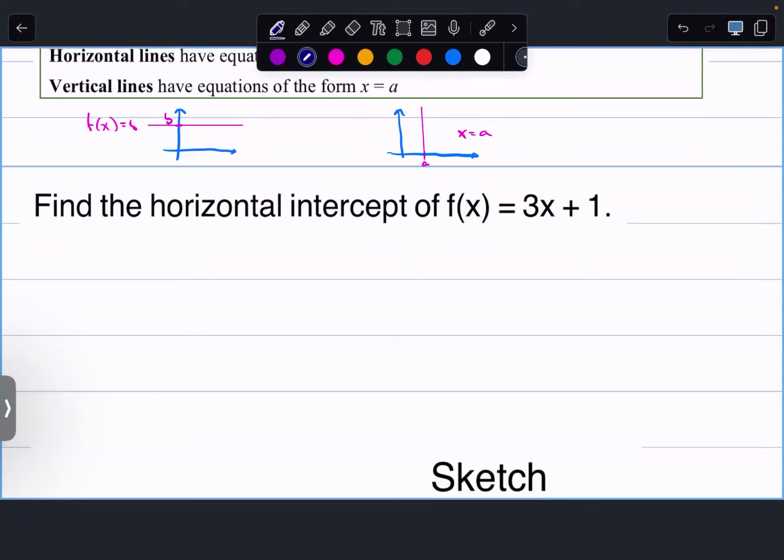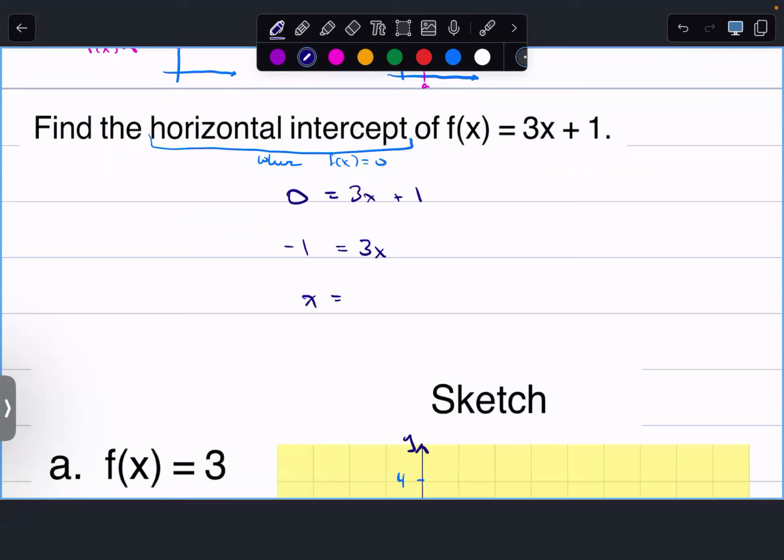The horizontal intercept is where f of x is equal to 0, right? And I want to solve for the x that makes that happen. So what can I do? I can force f of x to be 0. 0 is 3x plus 1. Solve for x. Fair enough. I get -1 is 3x, which means that x is -1 over 3.